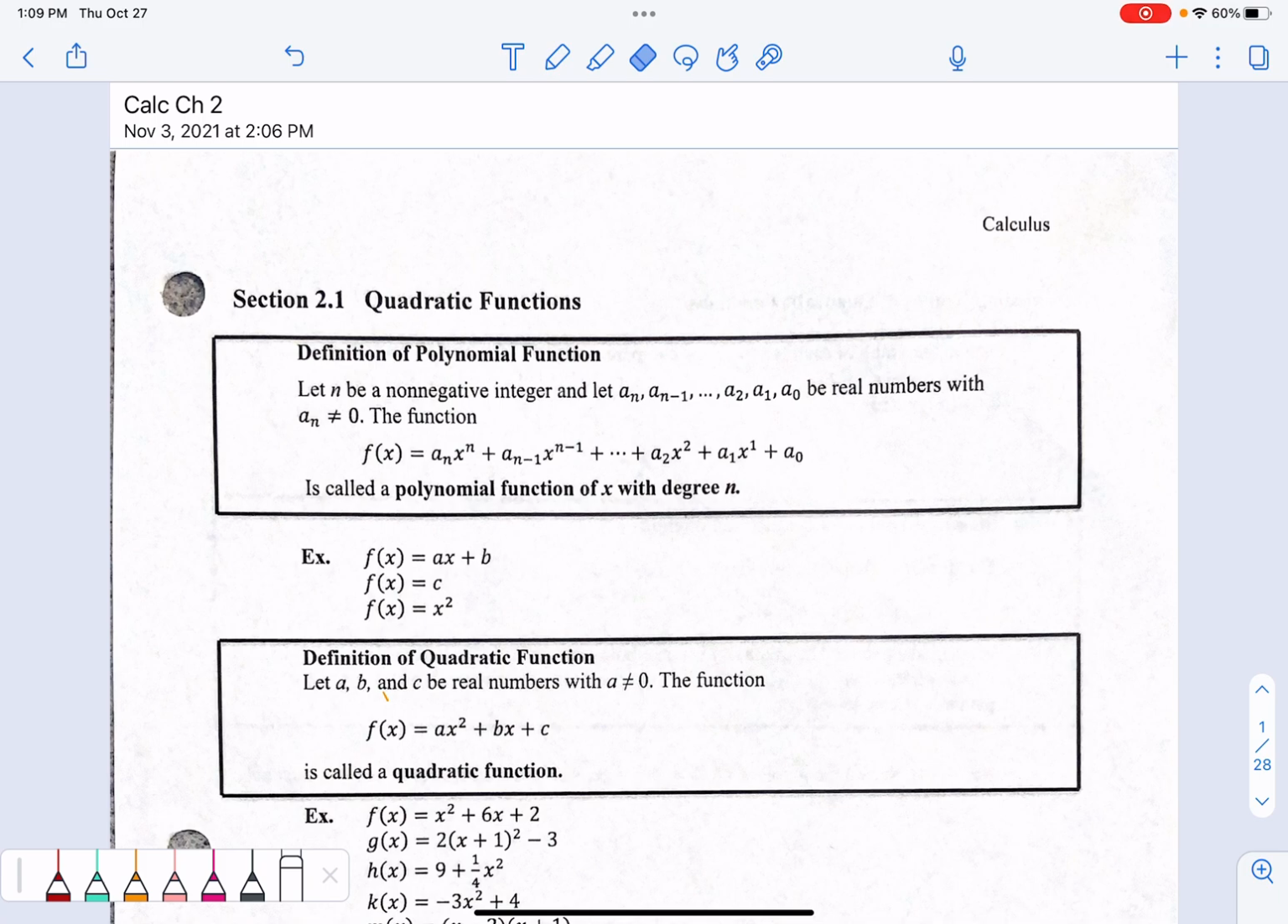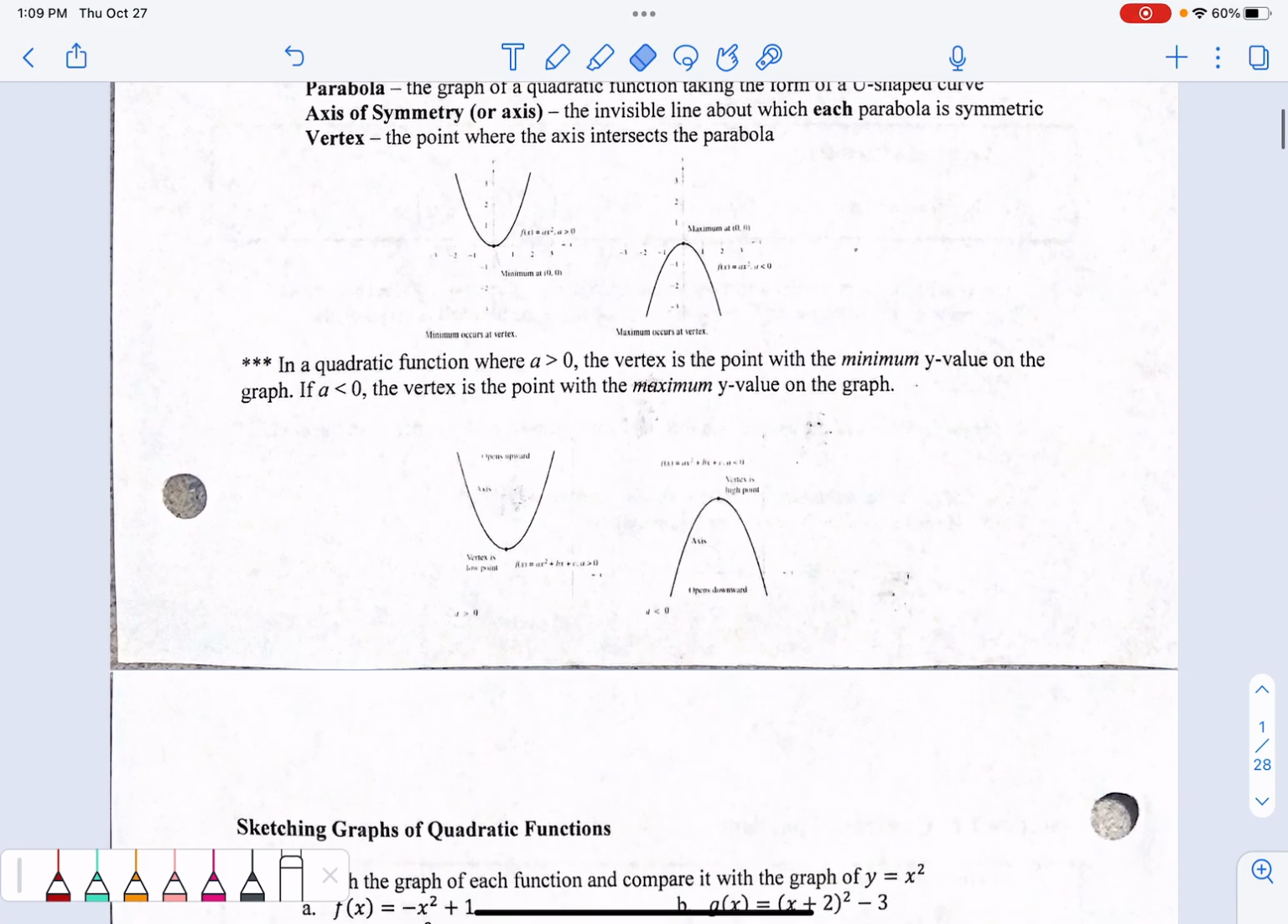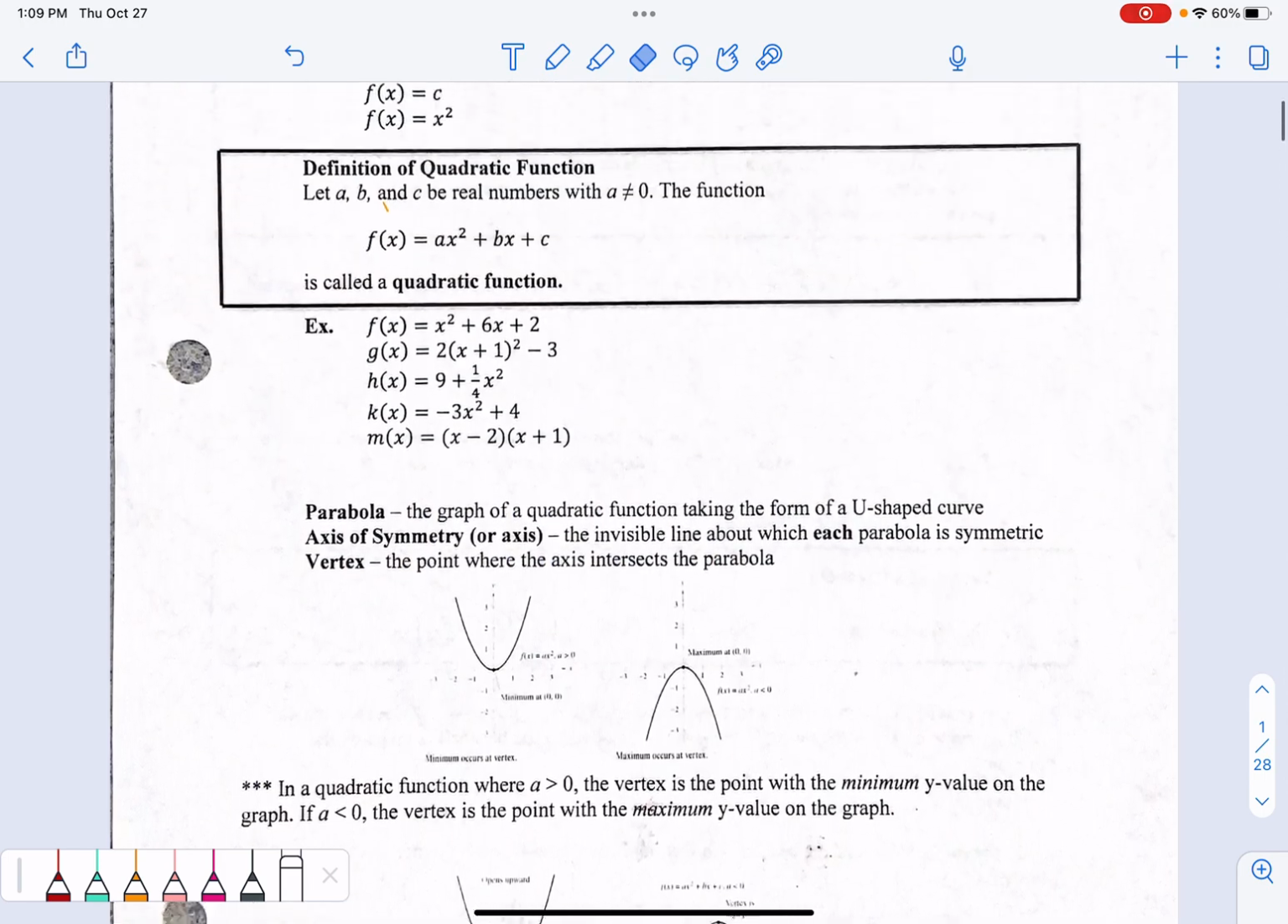All right, section 2.1. I don't know who's watching this, but this is section 2.1. We're going to go through this all in one shot because it's really short, even though it looks like kind of a lot of examples.